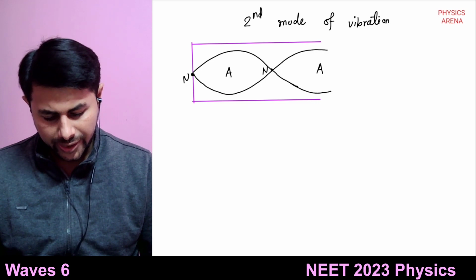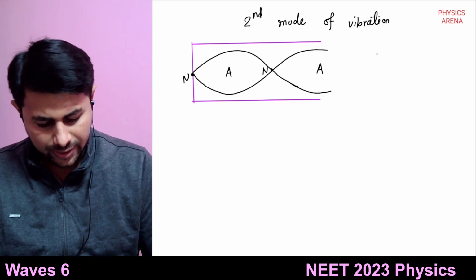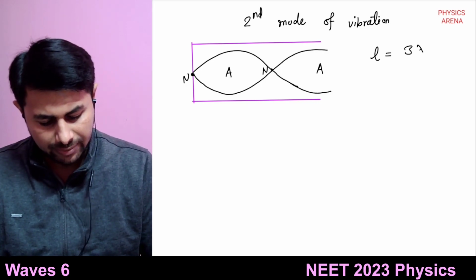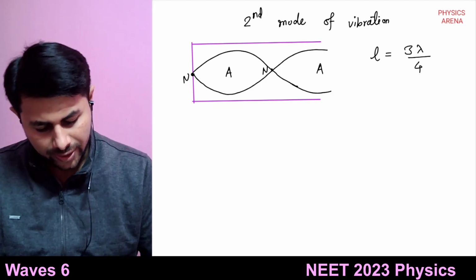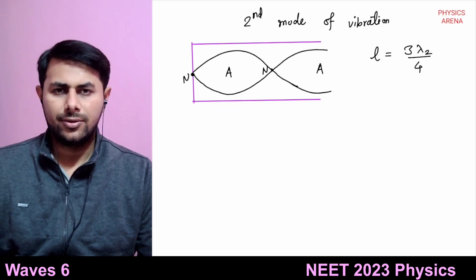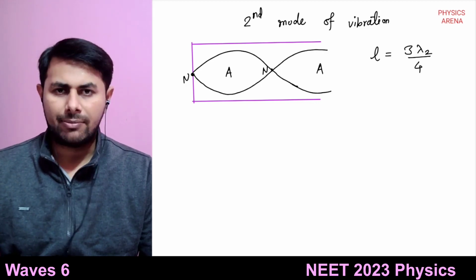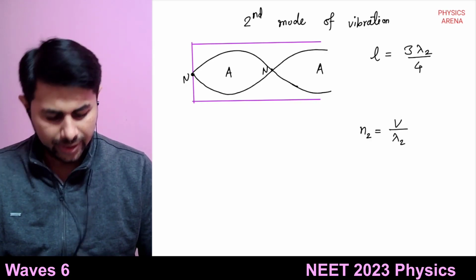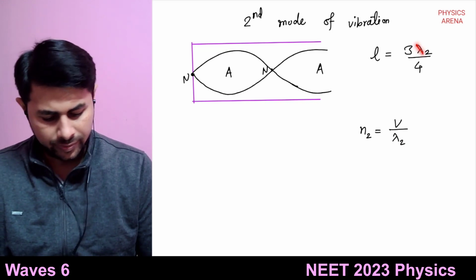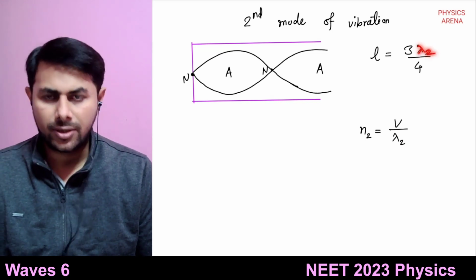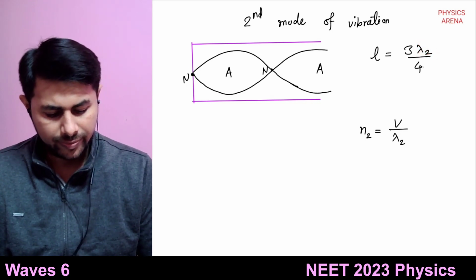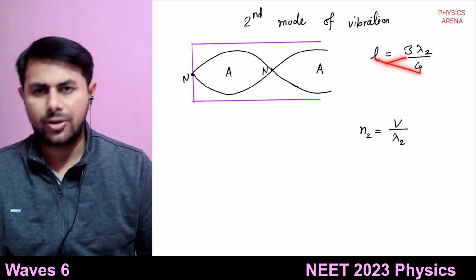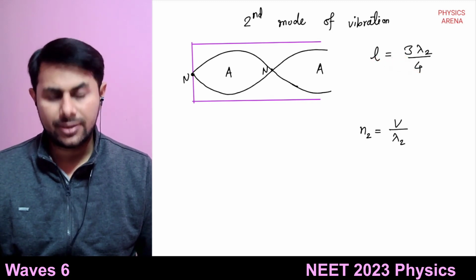So for the second mode of vibration, we can say that L is equal to lambda by 2 plus lambda by 4. It is 3 times lambda by 4. Let's call this lambda 2, the wavelength of the second mode. Therefore N2 is V upon lambda 2. You can find lambda 2 from here. Lambda 2 will be 4L upon 3. Take 4 on that side, 3 on the other side. So it is 4L divided by 3.